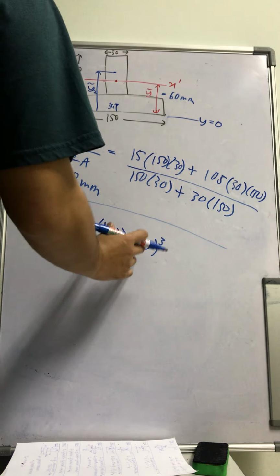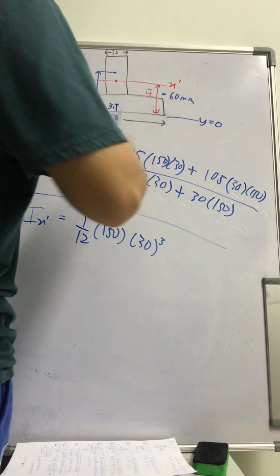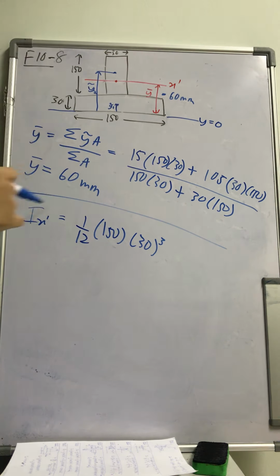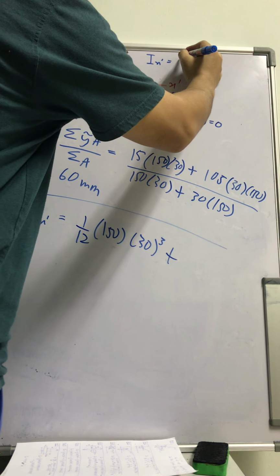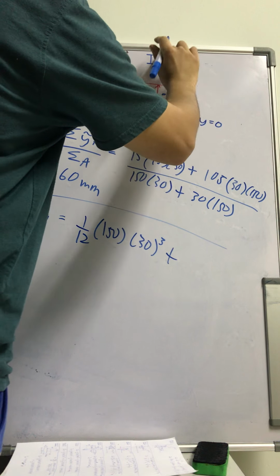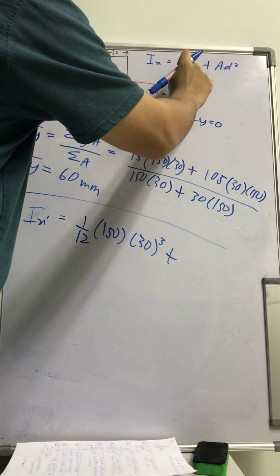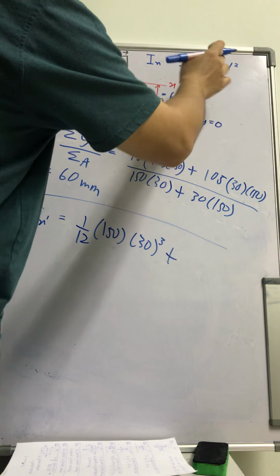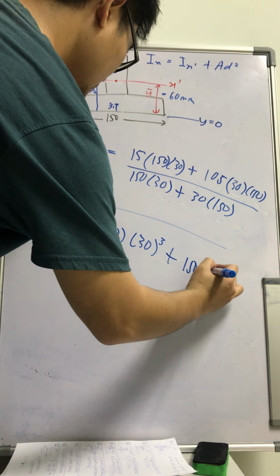But this is not just that. The reason is that if you do only this, you only find the moment of inertia about its own centroidal axis, this axis, not about the x prime axis. So what you have to do is simply add A d squared. I x equals I x prime plus A d squared: its own centroidal axis plus A d squared. A is its area, d is the distance between its centroidal axis and the axis you want to find the moment of inertia about. So the area is 150 times 30.